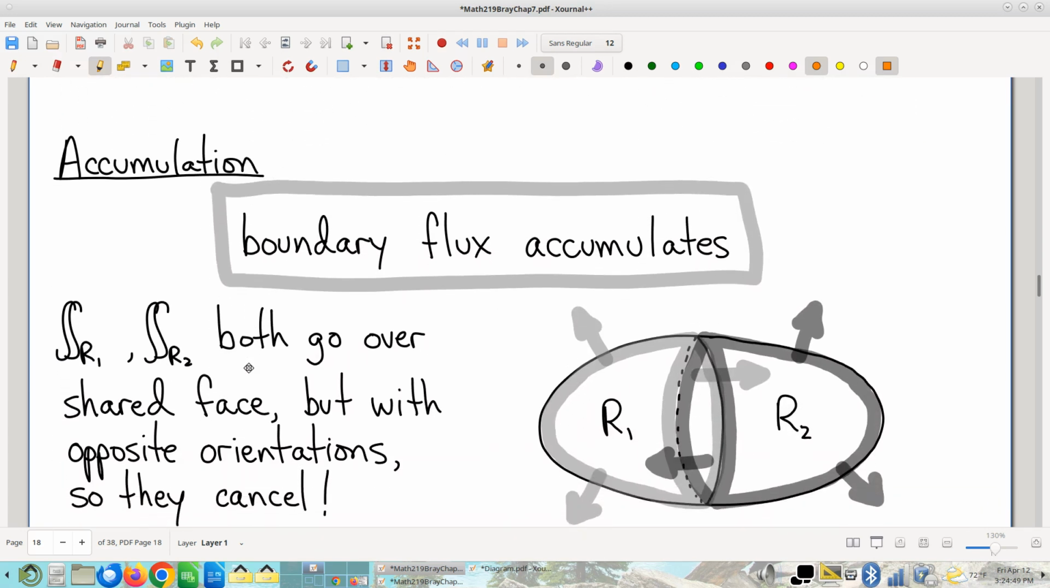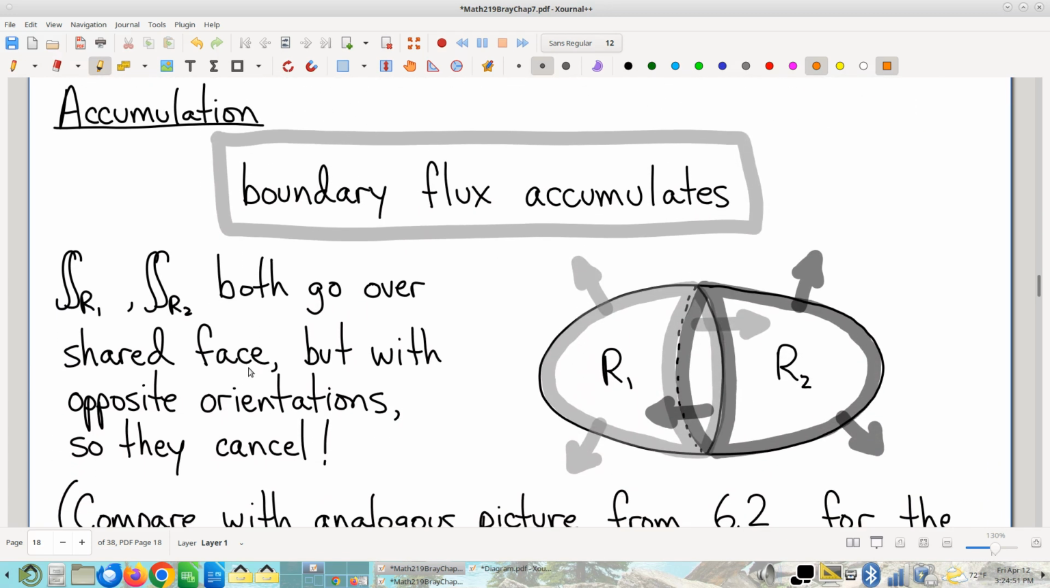As with Green's theorem, we're going to understand Gauss's theorem as concerning an accumulating quantity, and the accumulating quantity is boundary flux. So boundary flux is what we're going to associate to any given solid. And I claim that boundary flux accumulates, and let me add in the phrase here, accumulates over solids.